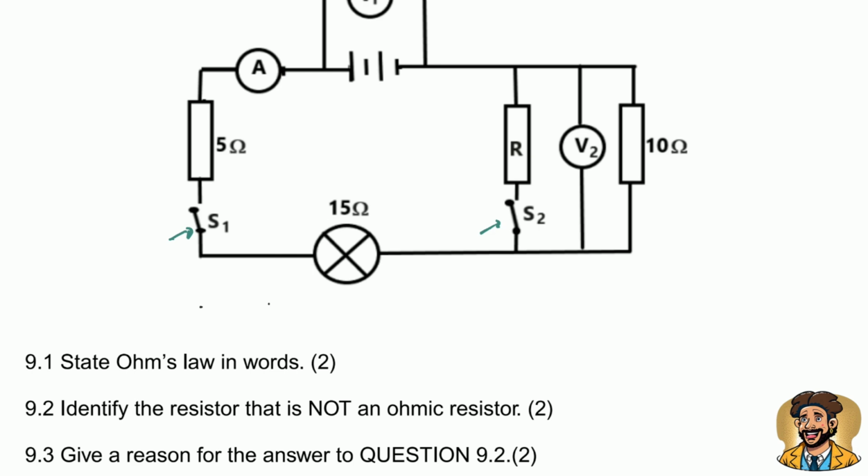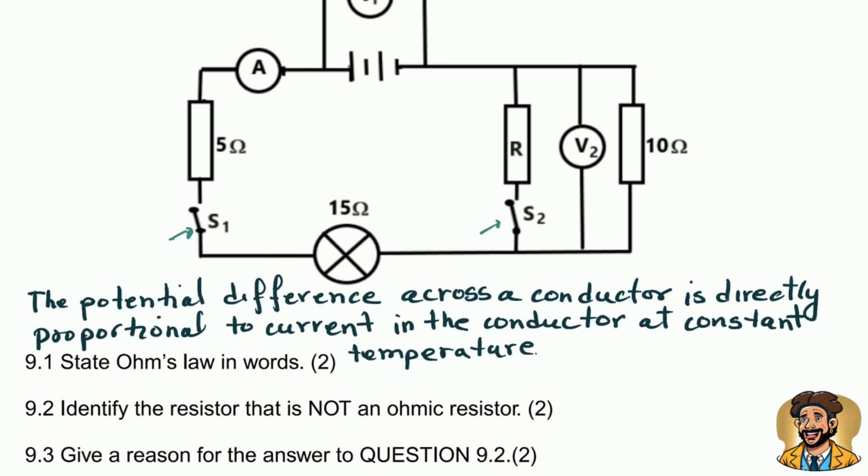The question says, state Ohm's law in words. Ohm's law states that the potential difference across a conductor is directly proportional to the current in the conductor at constant temperature. Now, what is this in symbols? You will write it like this: V is directly proportional to I if T is constant and R is constant. So for the same R, the potential difference is directly proportional to the current.